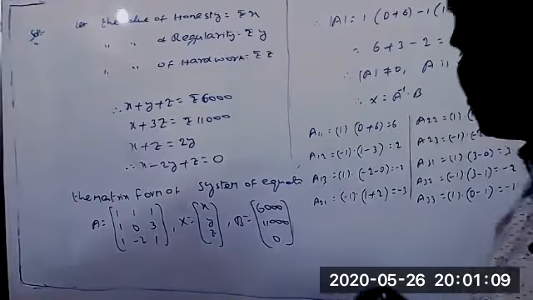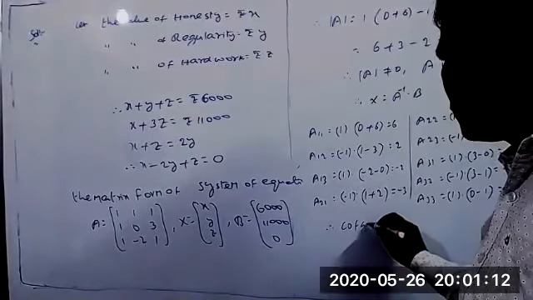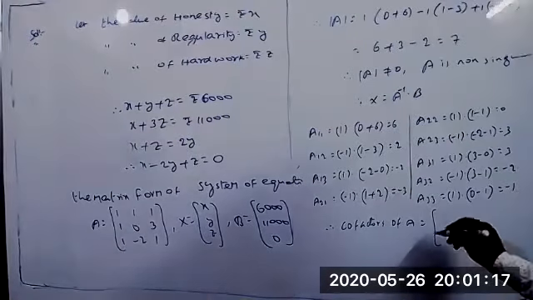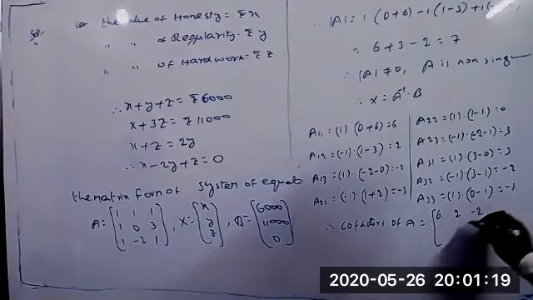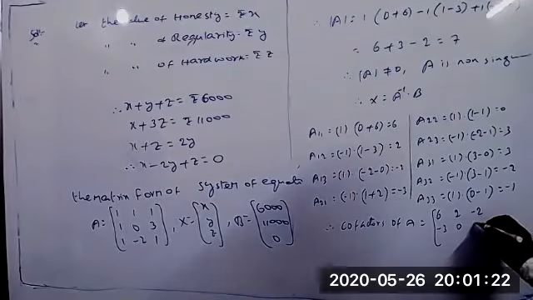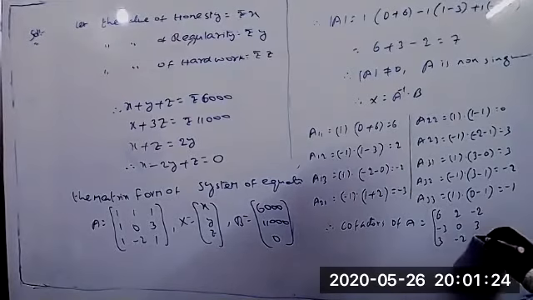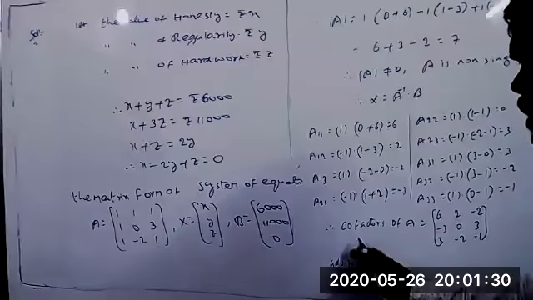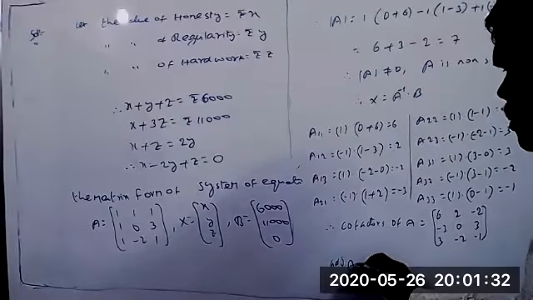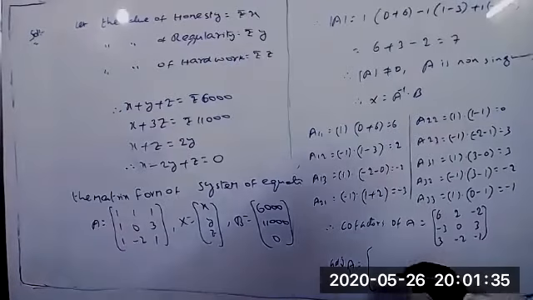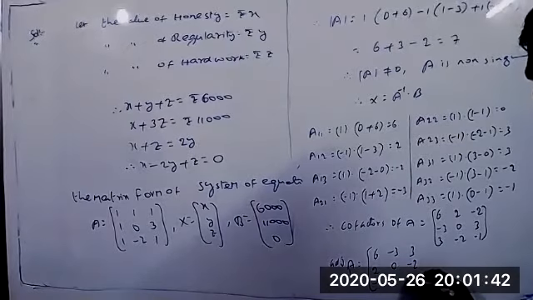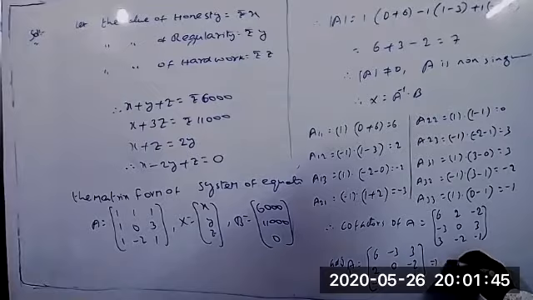So now you can write. Therefore cofactors of A equal to 6, 2, minus 2, minus 3, 0, 3, 3, minus 2, minus 1. So therefore adjoint A equal to the transpose of the cofactors of A, which contains 6, minus 3, 3, 2, 0, minus 2, 3, minus 1.